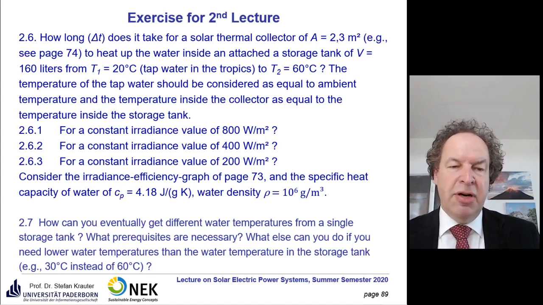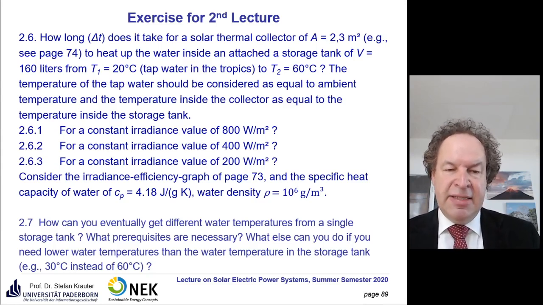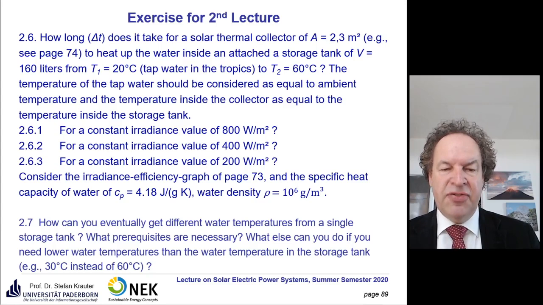So first we consider a constant irradiance value of 800 watt per square meter. Then we consider 400 watt per square meter, and last but not least 200 watt per square meter only. Then we consider the irradiance efficiency graphs on page 73. The specific heat capacity of the water, you need that for the calculation, is 4.818 joule per gram Kelvin, and the water density is 1 million grams per cubic meter, or 1,000 kilograms per cubic meter.